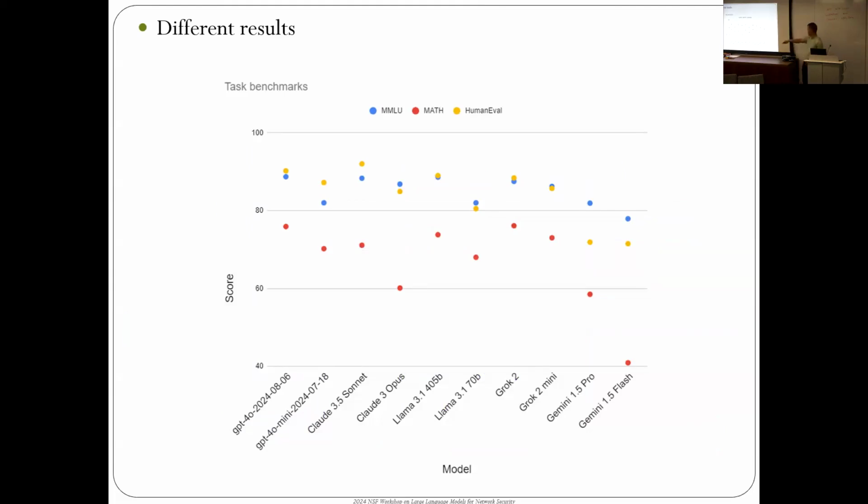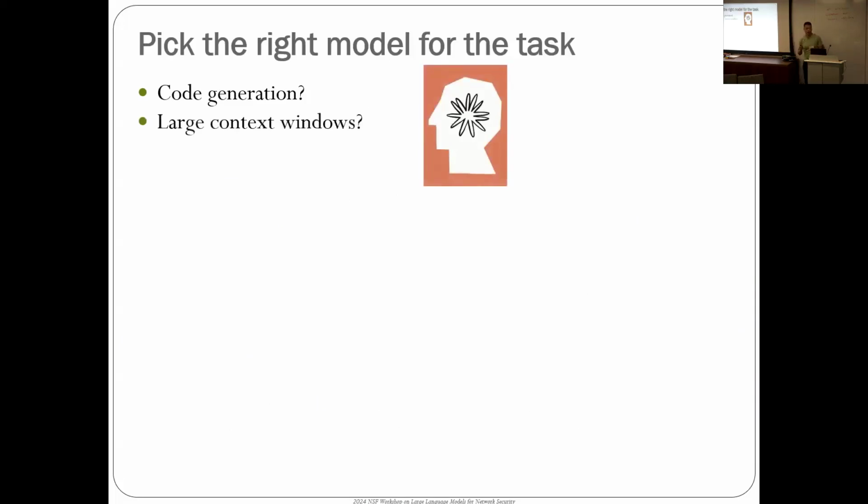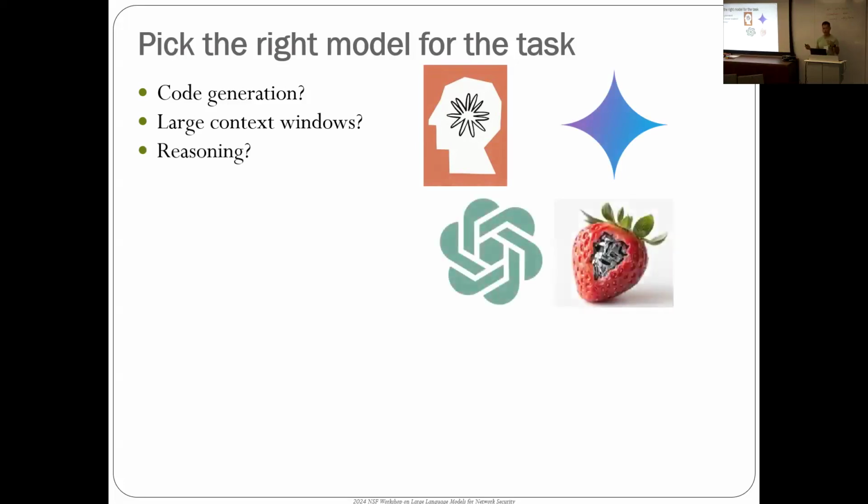This is the performance across all these major vendor models on MMLU, math, and HumanEval. As a student, you're going to look at this and say, well, which model should I use? And it should depend on the task. We found through the operation of this class that if you want to do a code generation task, you want Claude, at least back then. I don't know about now, but it's Claude. If you need large context windows, you definitely need Gemini. If you need reasoning, you need OpenAI, and last week, maybe Strawberry.